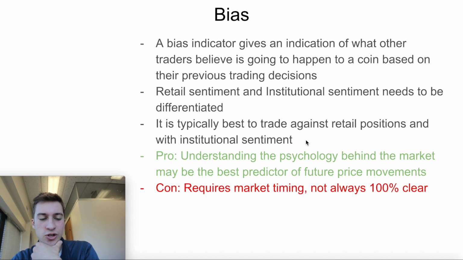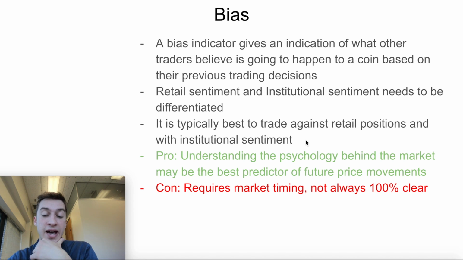I know this is controversial because everyone has their favorite indicator or their favorite analysis that can work. It's just that bias will actually give you direct data of what other traders are doing. And if you can interpret that data well, then you can have a gauge of what they're going to probably do in the future.